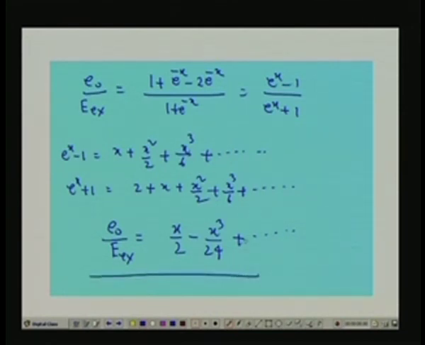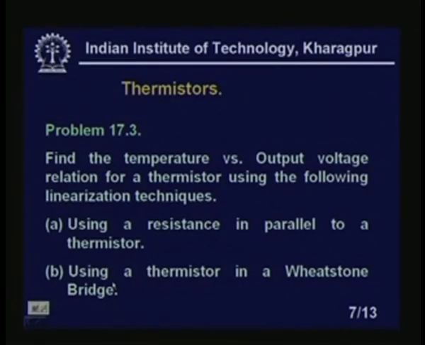This proves this part. Now, let us go to problem number 17.4. This is on a thermocouple, right.